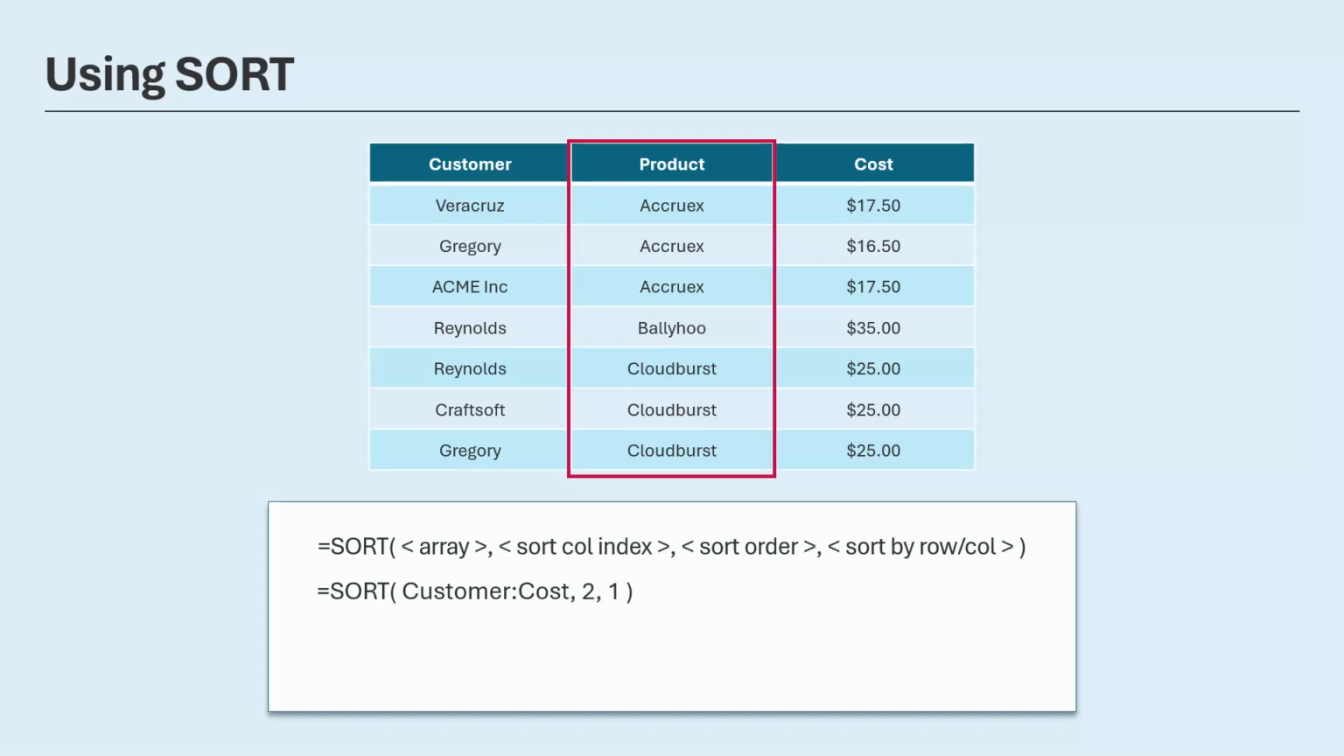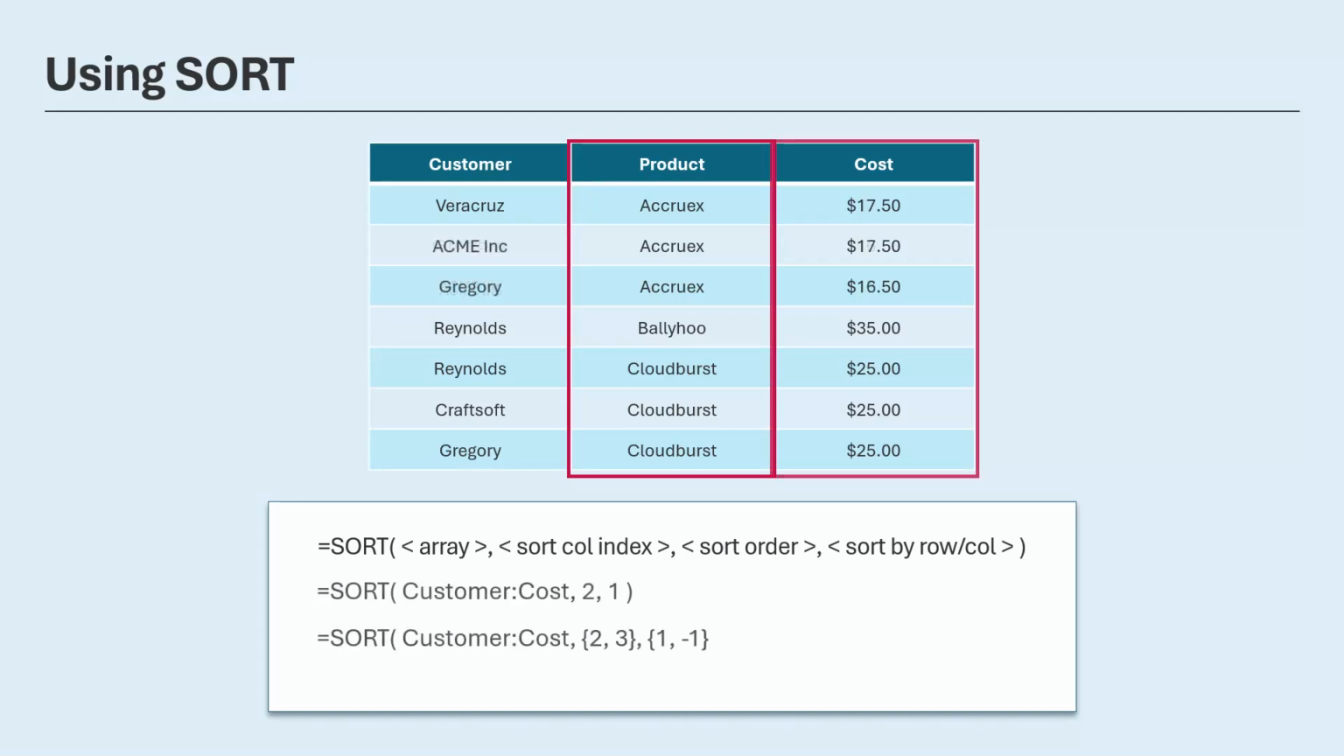Now, to take this to the next level, you can also use an array of options in the sorting. So for example, if we were to highlight from customer through cost, and we put into curly braces the numbers 2 and then 3, what we'd be doing is telling the sort function first sort by the second column, and then after you sort by the second column, also sort by the third column. And then further, you can put into curly braces the sort order for the two of them.